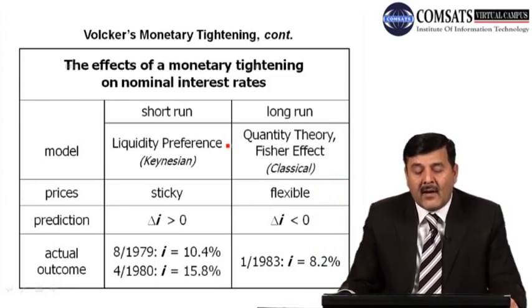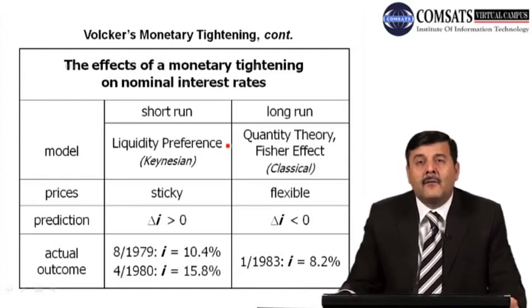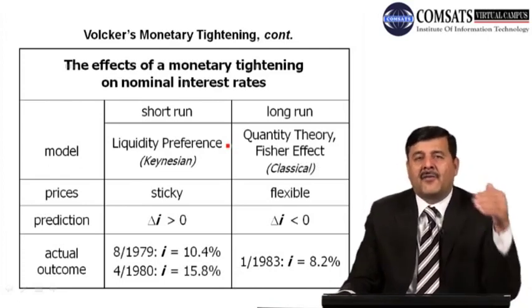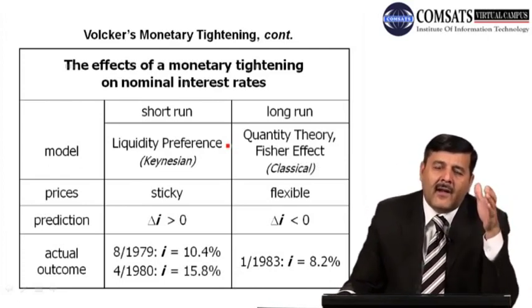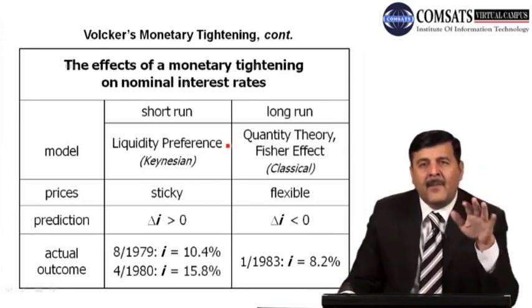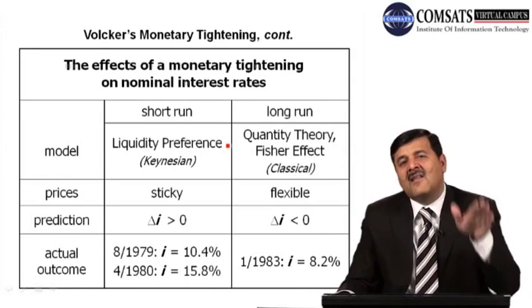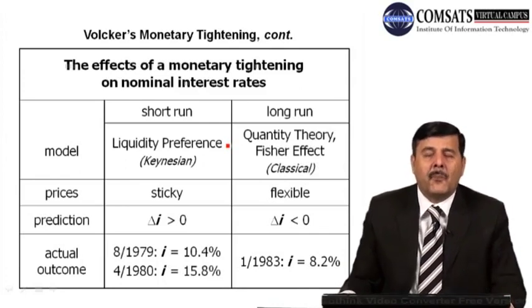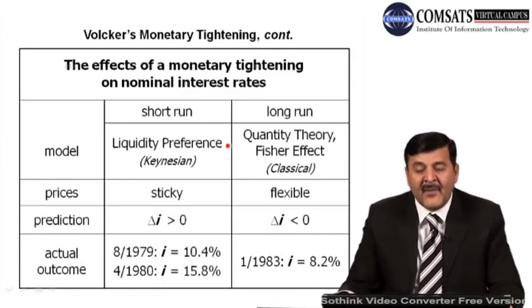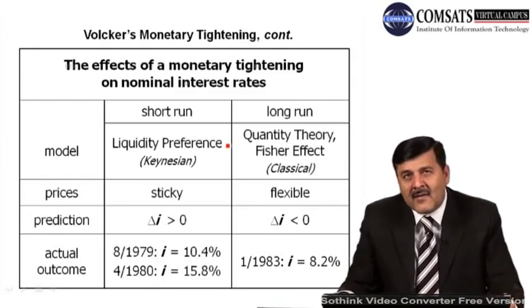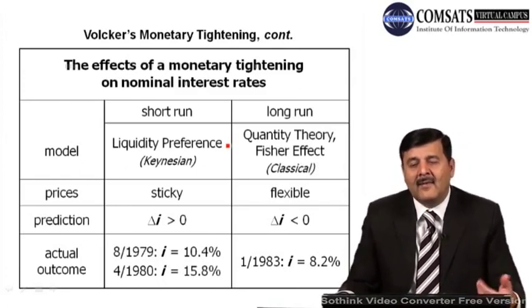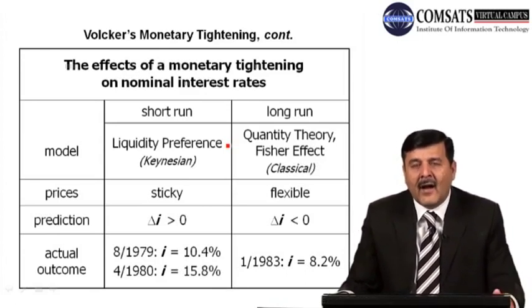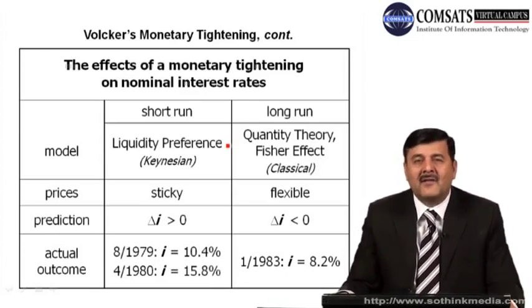In 1979, the nominal interest rate was 10.4%, but after adoption of that tight monetary policy by the chairman of the Federal Bank, this increased the nominal interest rate under Keynesian economics, from 10.4% to 15.8%. And if we talk about classical economics, the nominal interest rate will go down, and it has gone down from 10.4% to 8.2%.